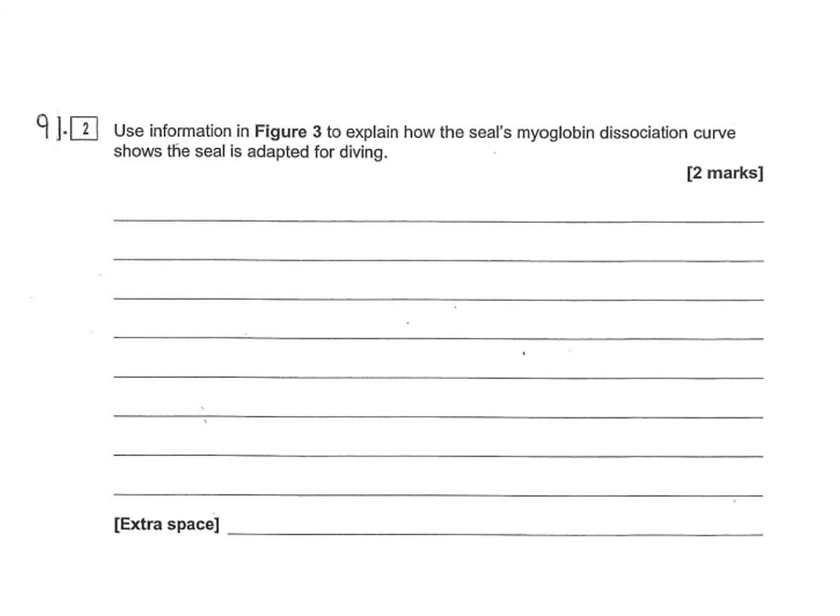And it says, use the information in figure 3 to explain. Okay, so explain is what's the biology behind, to say why something happens, how the seal's myoglobin dissociation curve shows the seal is adapted for diving. So we've got to use that idea of the data on the graph, and we're going to say, why is the seal's myoglobin shifted to the left? What does that mean? And why is that, more importantly, an adaptation for diving?